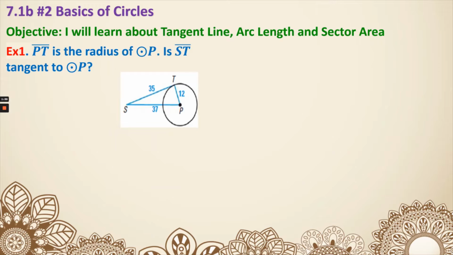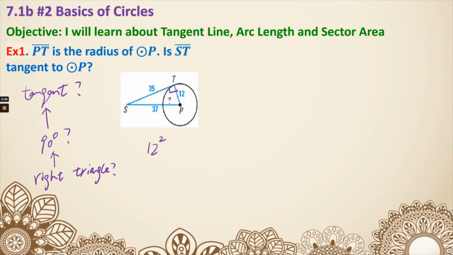Now let's have a look at how we can use it in an example. Example 1, PT is a radius and is asking if ST is tangent to the circle. So basically we're trying to decide if it's a tangent or not. We're also deciding if it's 90 degree or not. And if we're deciding if it's 90 degree or not, we're deciding if it is a right triangle or not. And that means we're going to use Pythagorean theorem. We're trying to decide if this angle right here is a right angle or not.